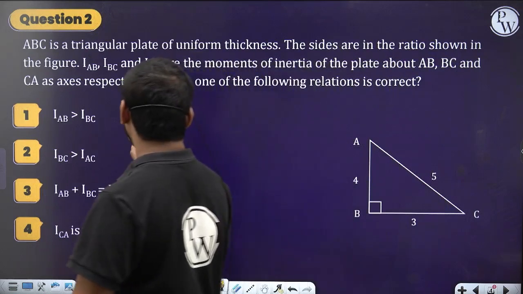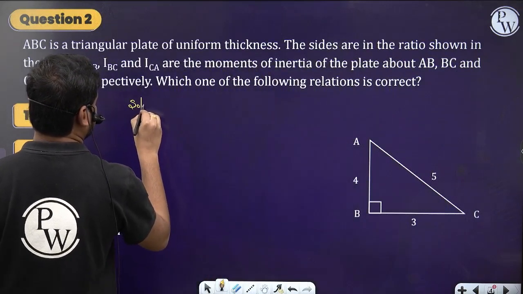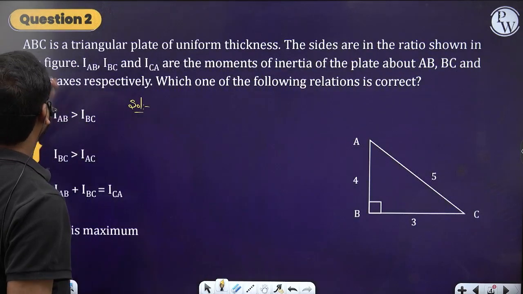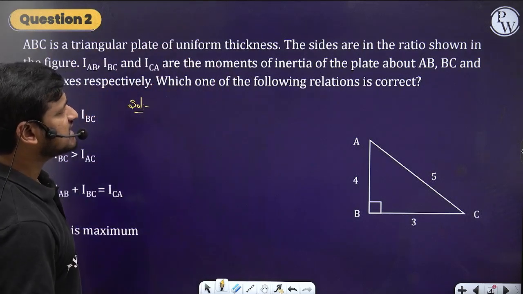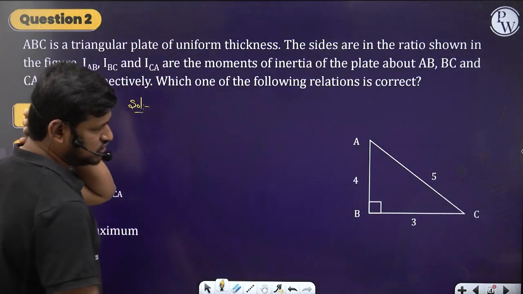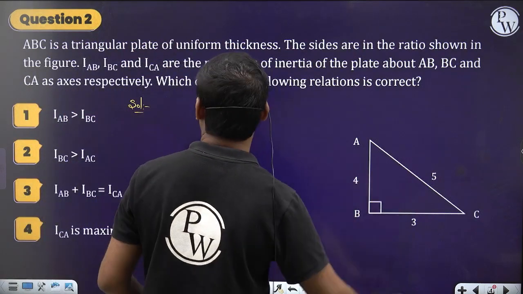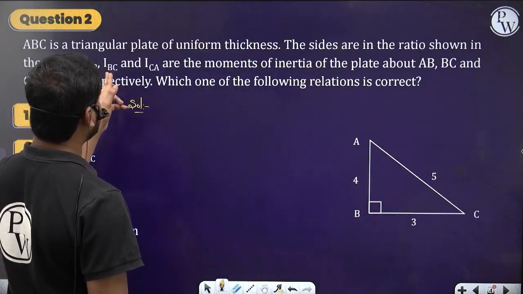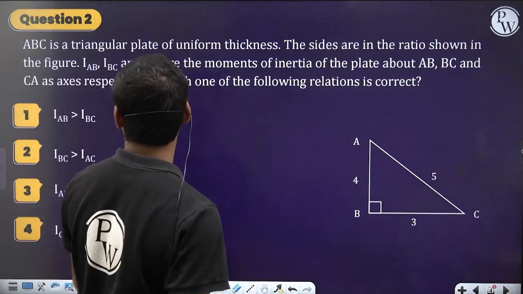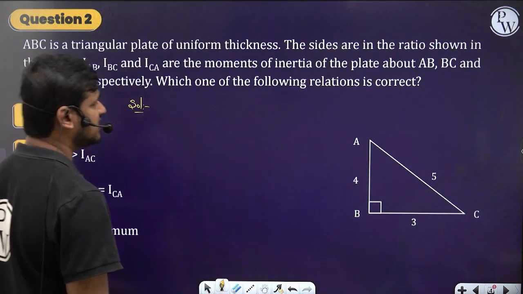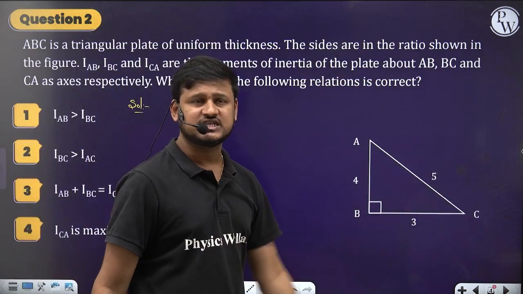Similar question. So let's try to solve this question. Here ABC is a triangular plate of uniform thickness. So the sides are in the ratio as shown in the figure, 3, 4, 5. IAB, IBC and ICA are moments of inertia about AB, BC, AC respectively. Which of the following relations are correct? Same question, just they gave the values.